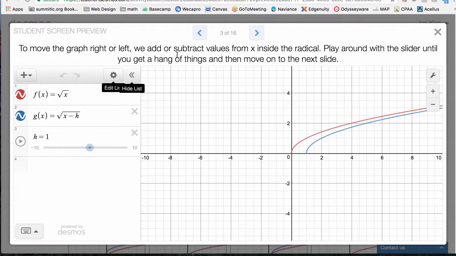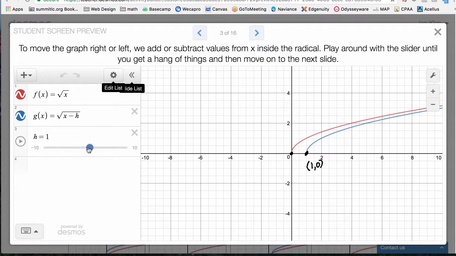So the first one, to move the graph left or right, we add or subtract values from inside of x. So you see x minus this value h, and you have a nice little slider here. So right now it's set at x minus 1. And we can see that if h is 1, how does that compare with our original parent function? Well, it looks like it went from 0, 0. Now it starts at a different point. It starts at 1, 0.